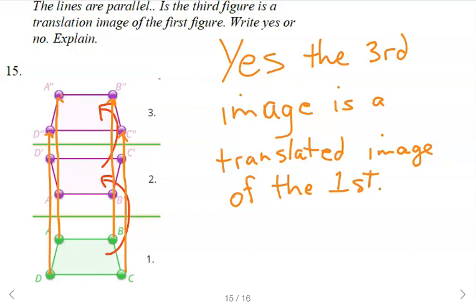Anytime you reflect an object across two parallel lines, then you could accomplish that movement from the first to the final image through a translation. But it's only if it's a reflection followed by another reflection across parallel lines. And they tell us up here that the lines are in fact parallel.